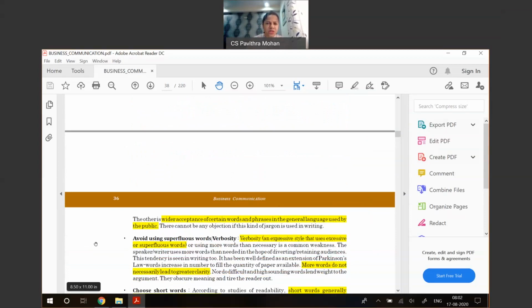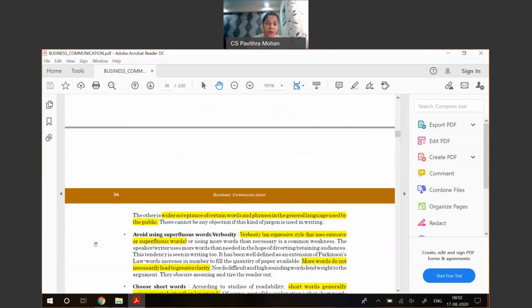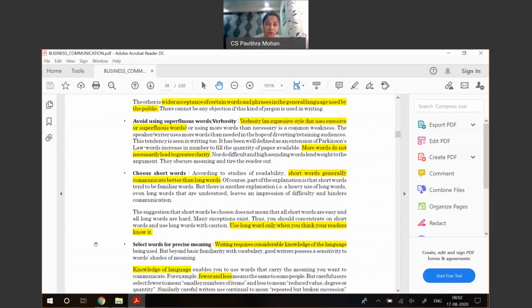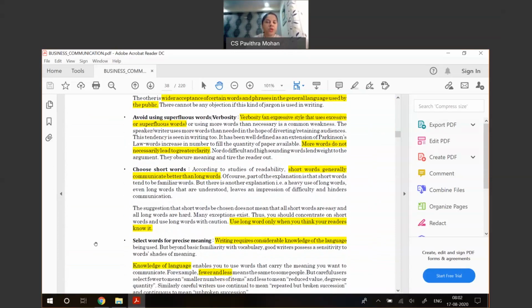Political jargons most of the time now we know, like Modi or GST, or taxation terms. So these are the small terms which everybody knows. Those terms we can go ahead and use in the same format. Then you had avoiding superfluous words and verbosity.